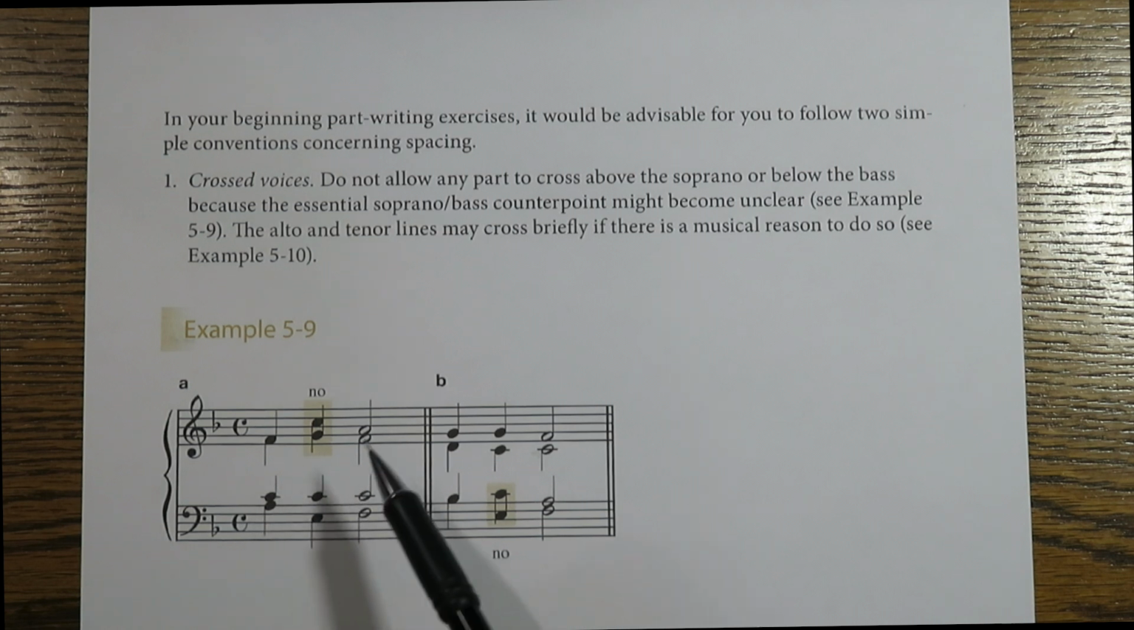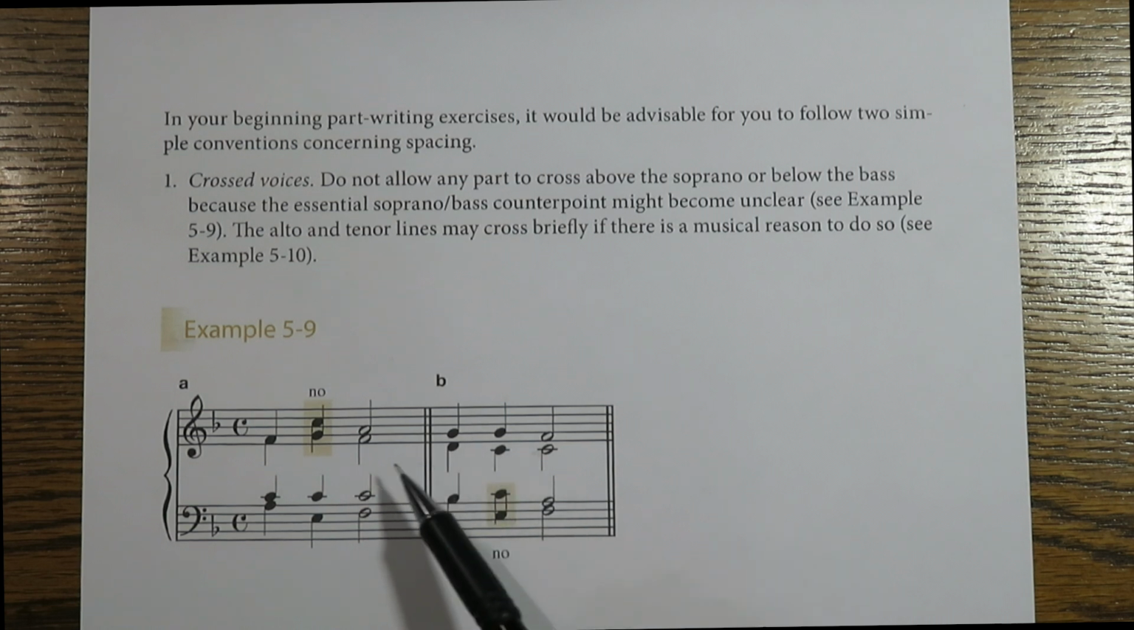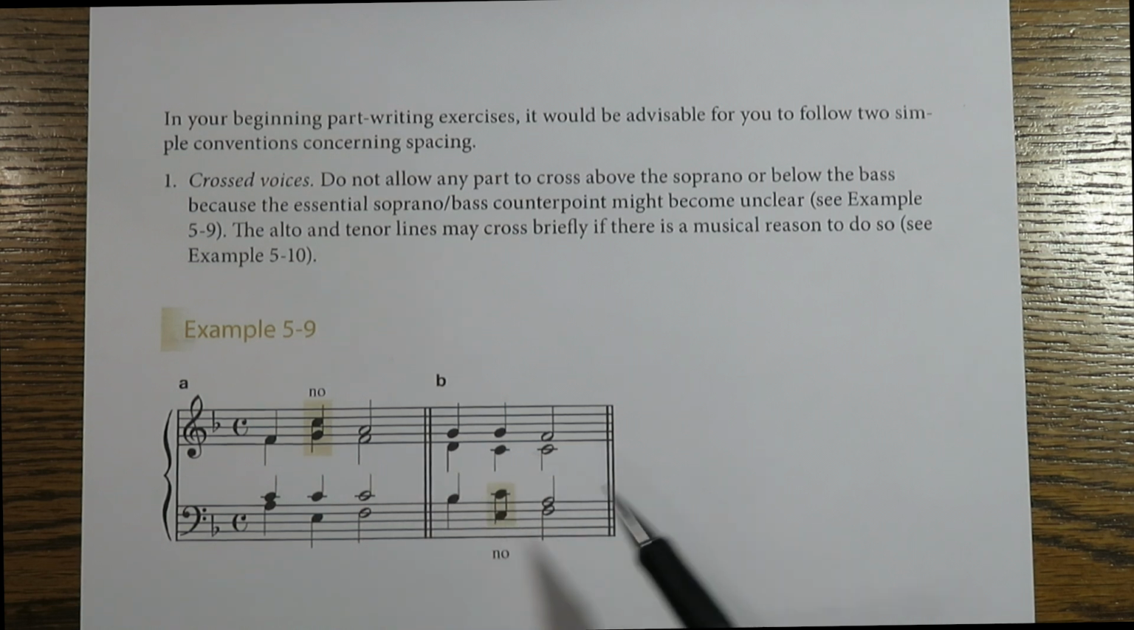Okay, so here in the example, we have the alto above the soprano. See, and that's a no-no. And down here, we have the tenor below the bass. Okay, so those are crossed voices, and we want to avoid that. Occasionally that may happen between alto and tenor lines if there's a musical reason, but for now let's just avoid that entirely.